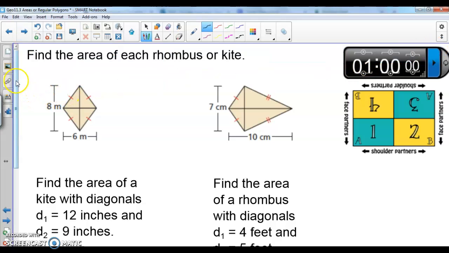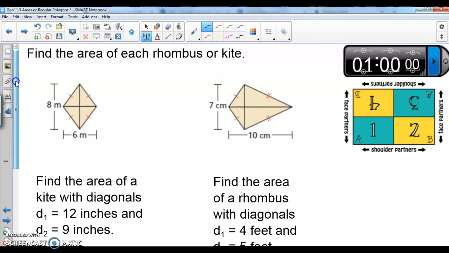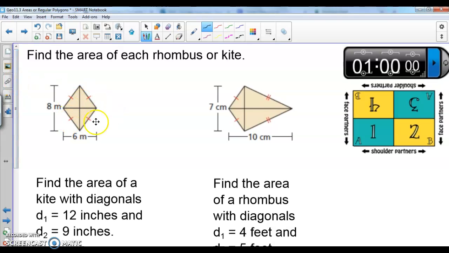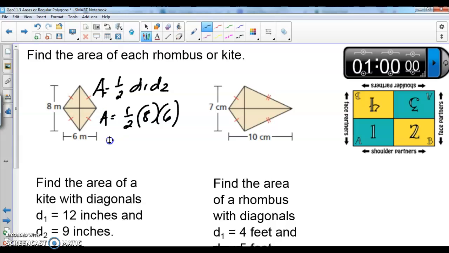So find the area of each rhombus or kite. First one, you have a kite here with diagonals measuring 6 and 8 meters. So following the formula 1/2 D1 times D2 for the area, you get 1/2 times 8 times 6. And you can go ahead and simplify that. For this one, area is equal to 1/2. The shorter diagonal is 7, while the longer diagonal is 10, right?